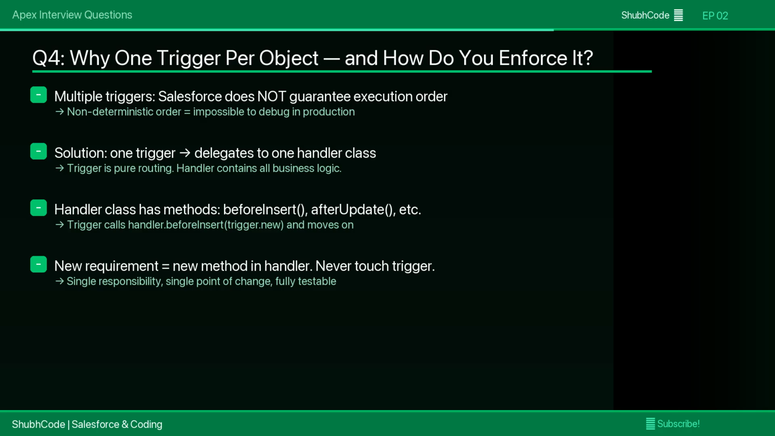The solution is a single trigger per object that delegates to handler classes. The trigger itself is just routing code. It calls an account trigger handler class and says, run the before insert logic, run the before update logic. All actual business logic lives in the handler. This makes your code testable, readable, and maintainable. New requirements? Add a new method to the handler. Never touch the trigger again.